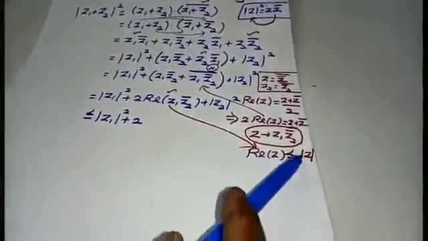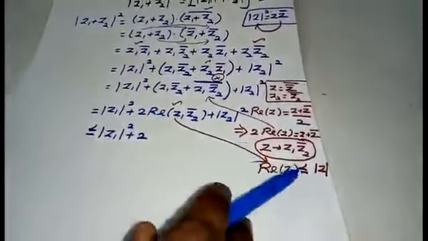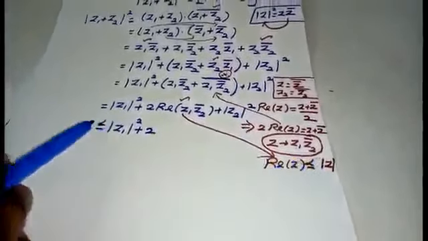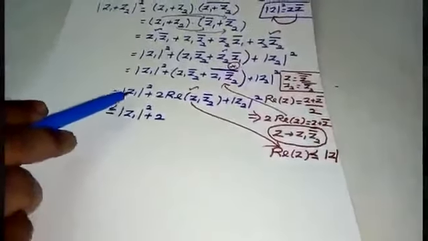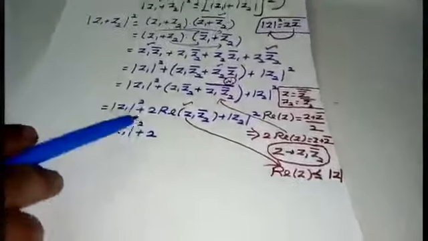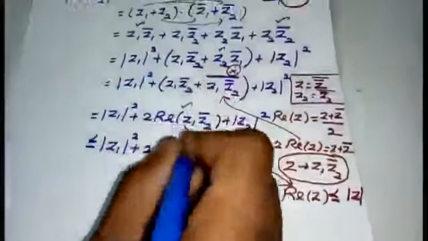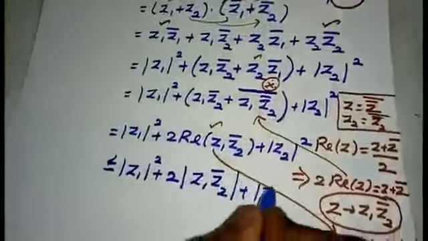Now I am going to use this formula, that is, real part of z I am going to replace as less than or equal to modulus of z. This sign I am going to write in front. Less than or equal to modulus of z1 the whole square as it is, plus 2, instead of real part of z I am going to write modulus of z1 z2 bar plus modulus of z2 bar the whole square, students.